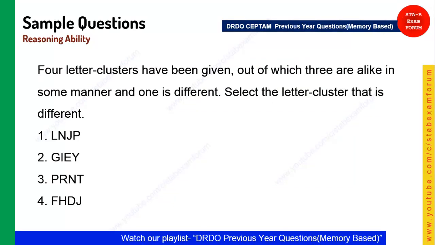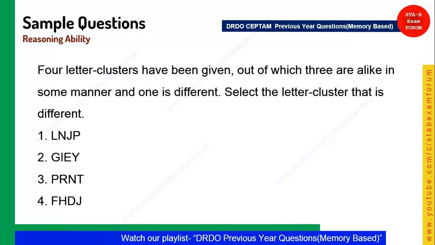Again, it is odd one out. Let's begin the timer. Okay, time's up. So you need to find the odd one out. Let's start. L, M, N, O, P. Okay, let's skip it. The pattern is like L, M, N, O, P. Then let's see the last one, as I told you my strategy. F, G, H, I, J. This is also following the pattern. These two are alike. Let's see this one, P, Q, R, S, T.